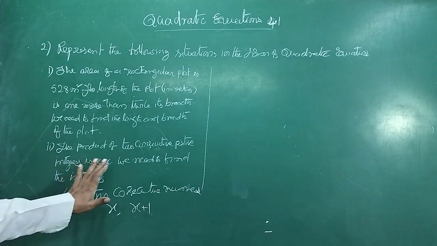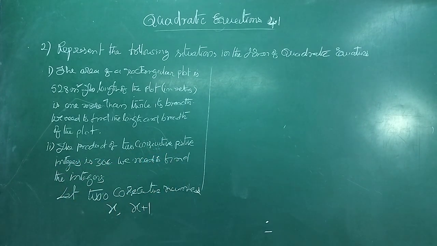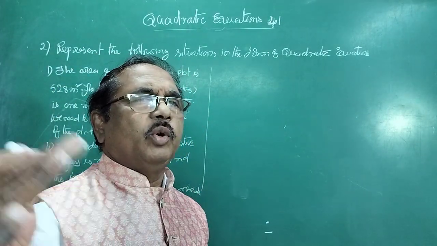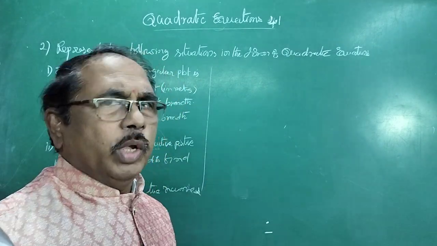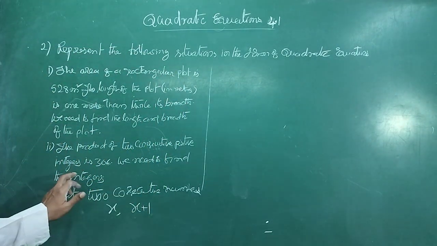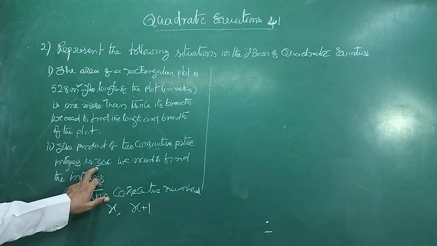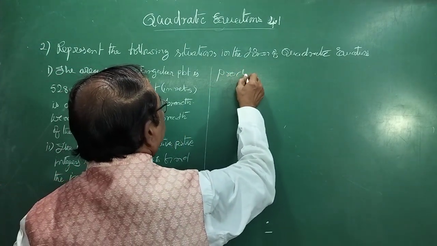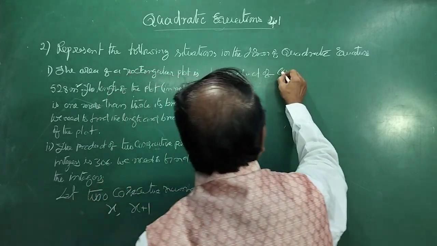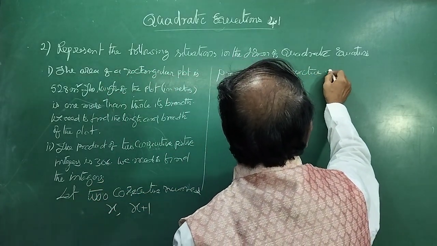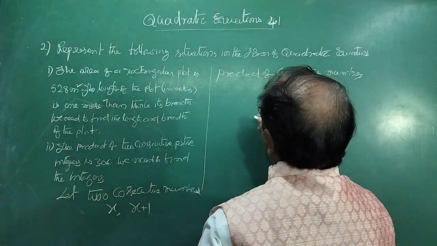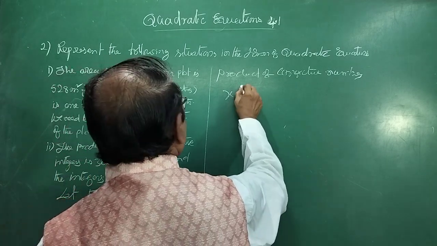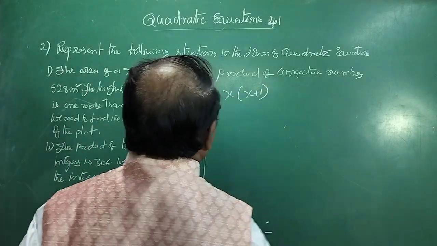The product of the two consecutive positive integers you have to take. That is important. Negative numbers you should not take. Positive 1, 2, 3, 4, 5, 6, 7, and so on, those numbers we have to take. The product is 306. The product of consecutive numbers: x, and the next one is x plus 1, so x into x plus 1. That is the product.